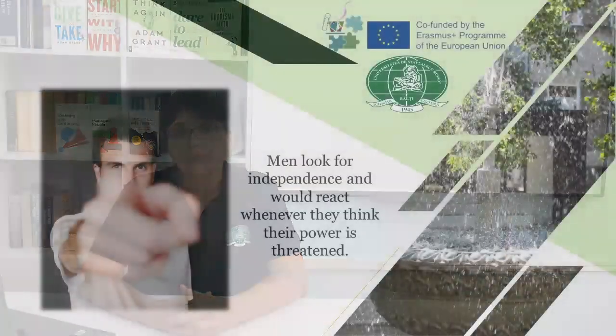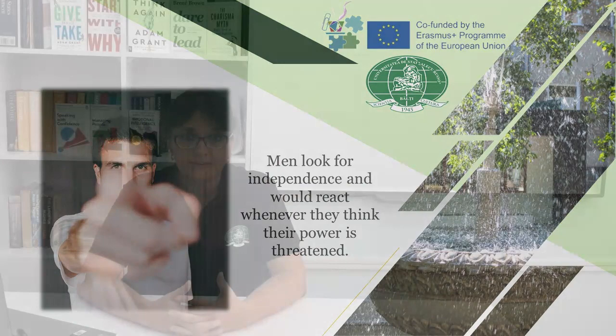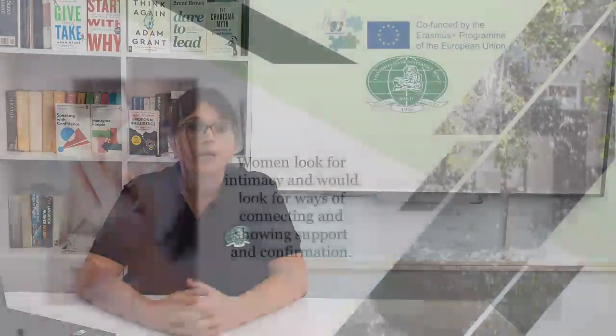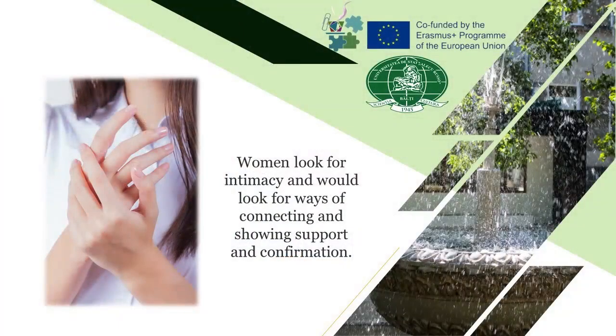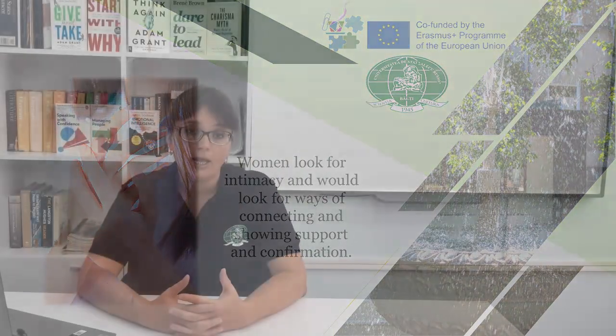Deborah Tannen, the famous American sociolinguist, has researched the issues men and women encounter while communicating and has arrived at interesting conclusions. It looks like it has to do with the different conversational styles men and women have. Men look for independence and would react whenever they think their power is threatened, hence their turns in communication appear to be rather defensive, as if they participated in a contest where they have to win at all costs. Women, on the other hand, look for intimacy and would look for ways of connecting and showing support and confirmation. Hence, their communication focuses on reaching a consensus.